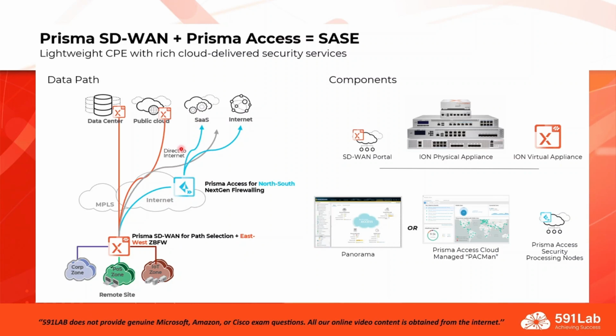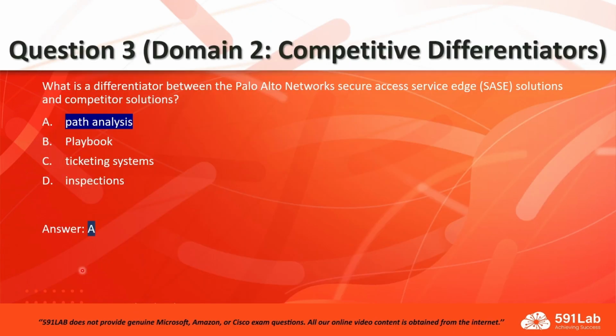The ION solution, one component of the SASE, can be used to define path selection. Path selection automatically analyzes the best path available from the remote site. Then the capability of the SASE solution is A. We have the path analysis capability from Prisma SD-WAN that integrates with Prisma Access, and combined we get the SASE solution.